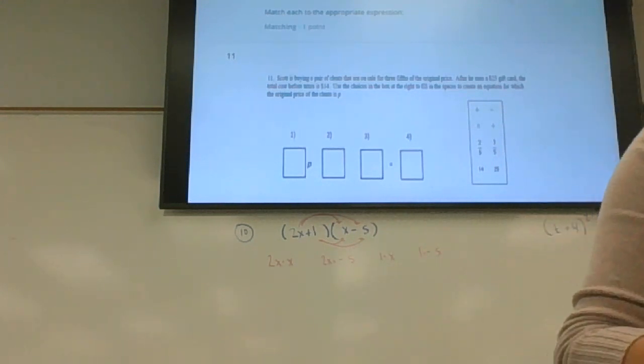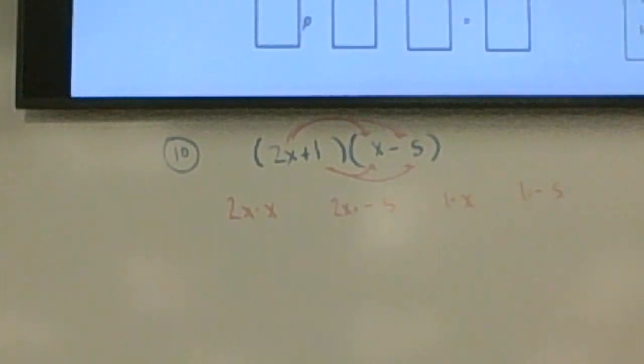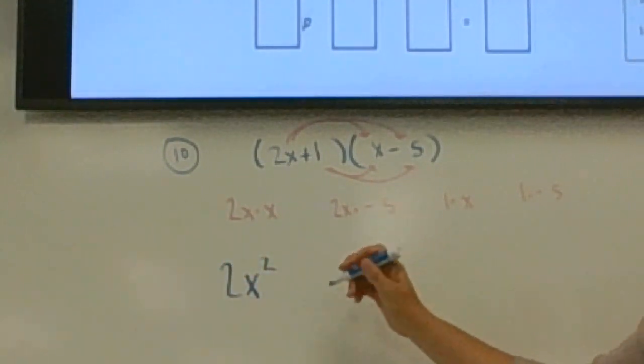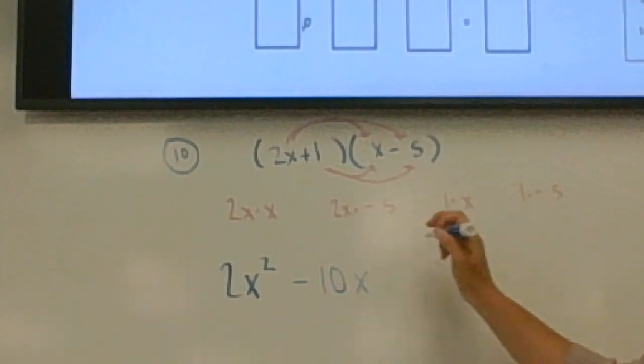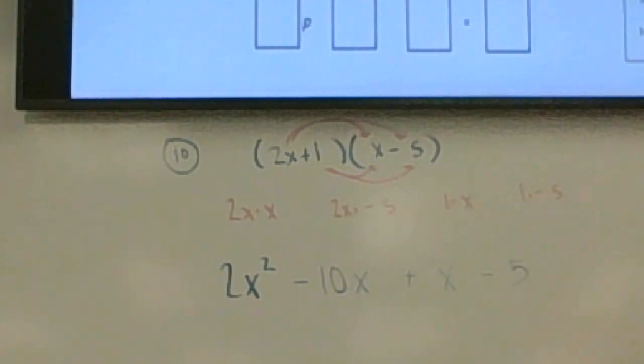Now, you guys, on the FOIL portion of your quizzes in class, this class did well on that. So this is a part where I think you guys should really focus on correcting and understanding. Remember when you do 2x times x, that makes 2x squared. 2x times the negative 5, negative 10x. 1 times x is 1x, and 1 times negative 5 would be a minus 5. When you FOIL, you can always combine like terms. So there's your answer for the first one.